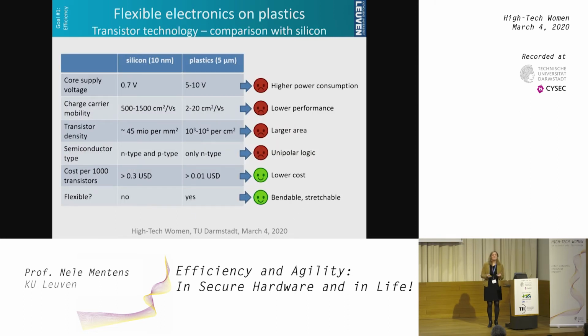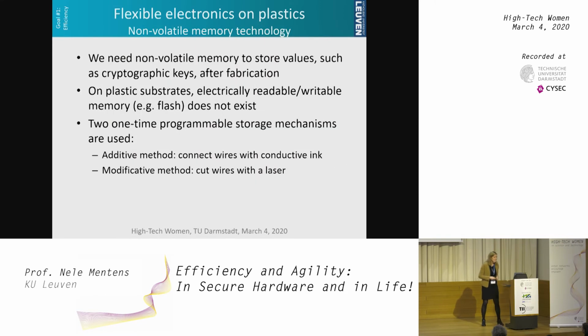So what are the biggest differences between this plastic technology and the traditional silicon technology that we know? I will just go very quickly over this slide. As you can see here, many things are worse in the plastic technology, but the thing that's better is the cost. In the one but last row, you can see that these chips are much cheaper than traditional silicon chips. And they are also bendable and stretchable because they are made on a plastic substrate. Another difference is that there is no dedicated memory technology like flash memory for non-volatile storage, so we need to find other things, and those other things are very low-tech, like just cutting wires to program bits or using ink to connect wires. That's it.